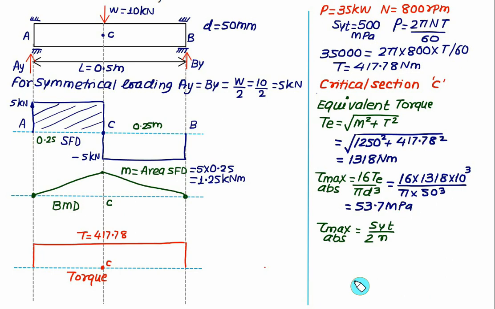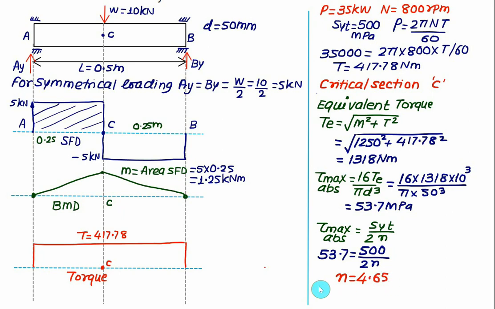And the last step is to use the equation of maximum shear stress, that is tau max absolute is equal to SYT divided by 2 times the factor of safety. Tau max absolute comes out to be 53.7. SYT is given to us equal to 500, divided by 2 times the factor of safety n. Solve it and you will get a factor of safety close to 4.65.